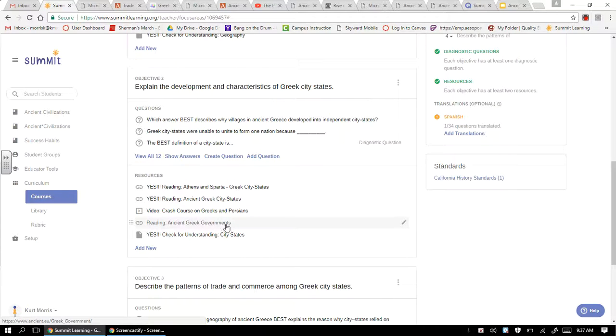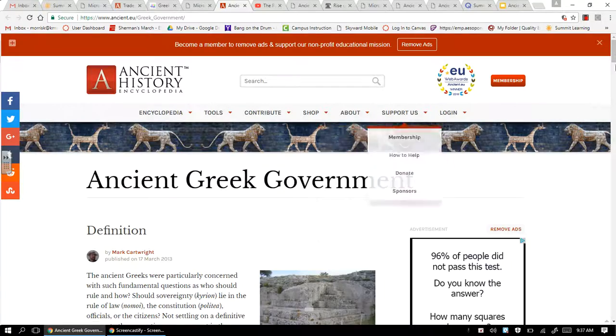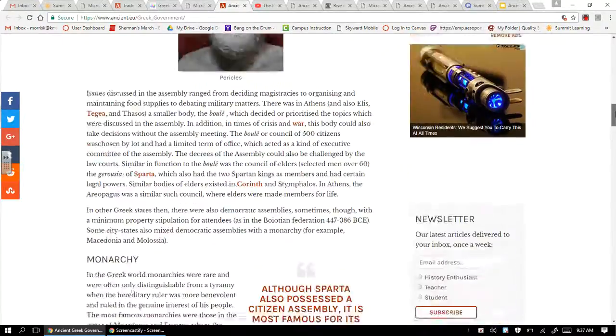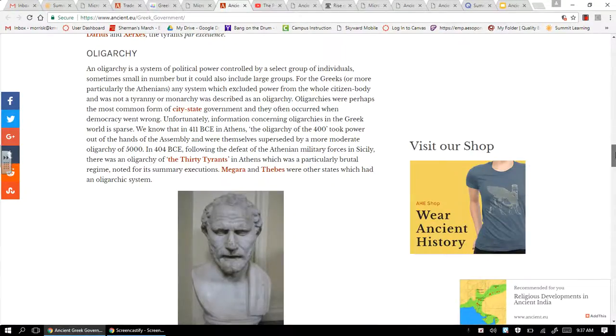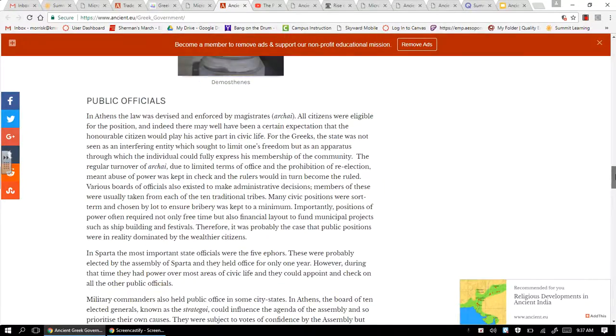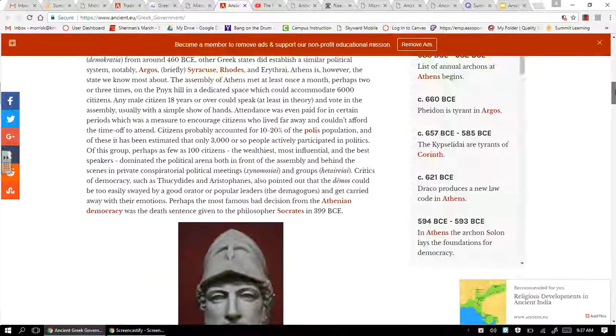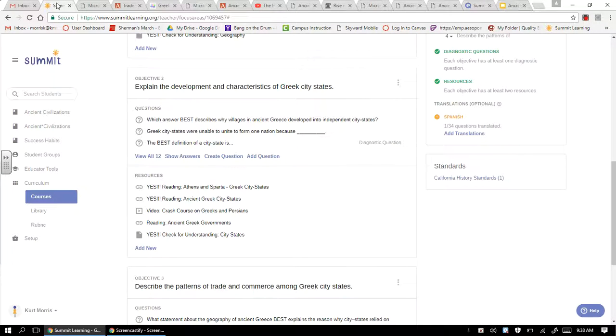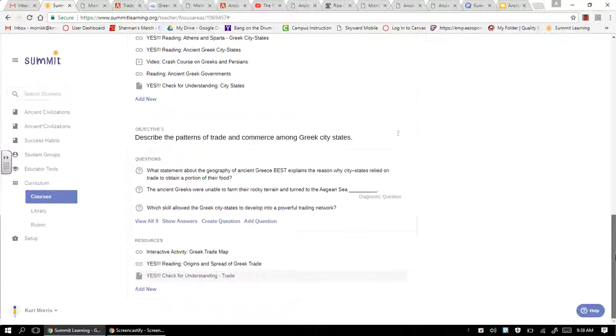Reading the Greek governments. This one I thought was pretty hard. I don't mind this one. It gives great information on democracy, great information on monarchy, tyranny, and oligarchy. But we are definitely getting into that in our next platform. So for this one, I don't know how much I would get into it. I don't really think it's noteworthy. And then, of course, there is the checking for understanding. And as I told you, big fan. Do the checking for understanding. That's why I put a yes next to it.